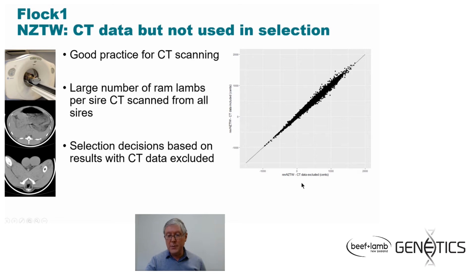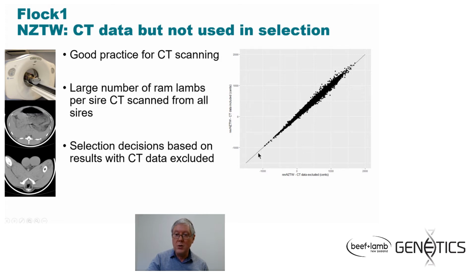And so I'll just spend a little bit of time explaining what this graph is, so that we can move through the rest a bit quicker. What we've got is the revised New Zealand terminal worth here, on this scale, where CT data are excluded, and that index is in cents. And here we've got the same thing, but the CT data is included.